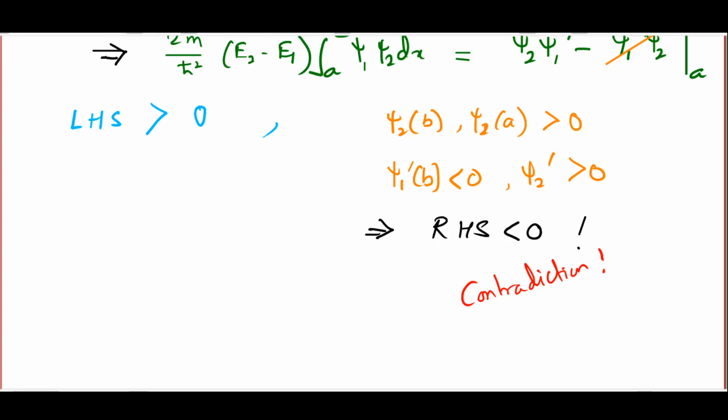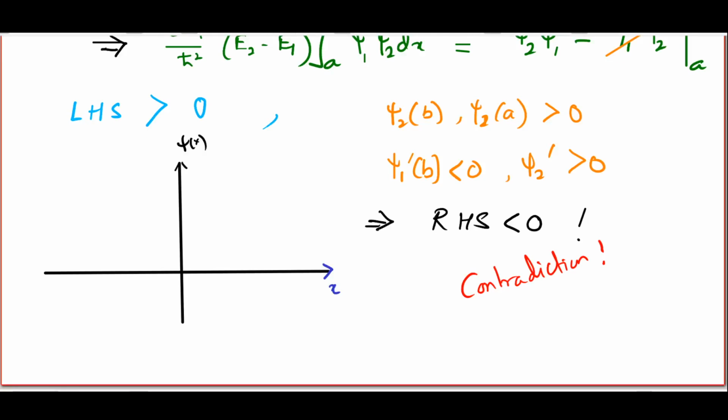The only way to get out of this contradiction is to assume that psi2 must change sign somewhere in between A and B, and what that means is that it has to go through 0 somewhere in between. So there has to be at least one node of psi2 in the interval from A to B. A moment's thought should convince you that this theorem actually implies that psi2 will have more nodes than psi1. Why is that the case?